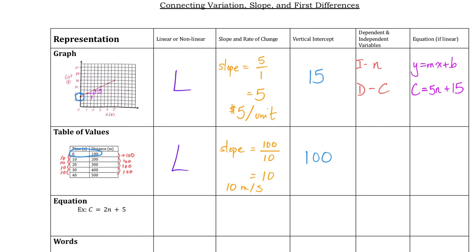Okay, my independent is time, and when time is included, it is almost always your independent variable. My dependent is distance.